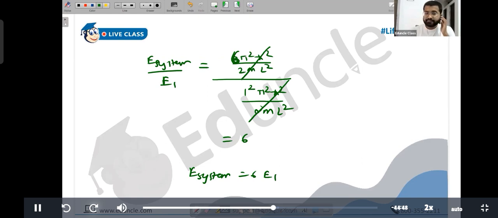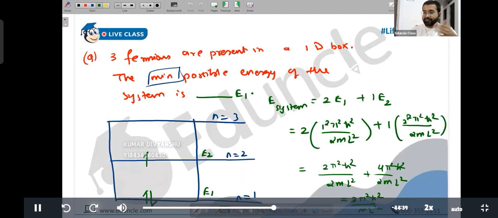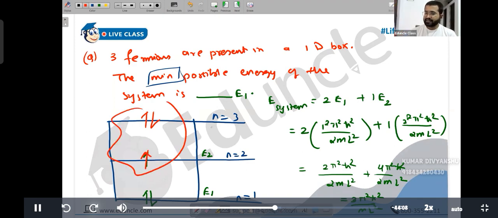Sir, if maximum is given instead of minimum, then n equals 3 would be the answer, right? No, maximum would go up to infinity. They have to tell us what the upper boundary is in that case. It is me who has gone to n equals 3. You can draw n equals 4, n equals 5, whatever. If they mention an upper boundary, suppose 3 orbits are possible and I ask for the maximum possible energy, then 2 will be in the third state and 1 will be in the second state.